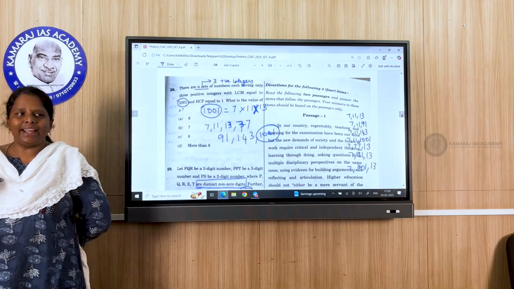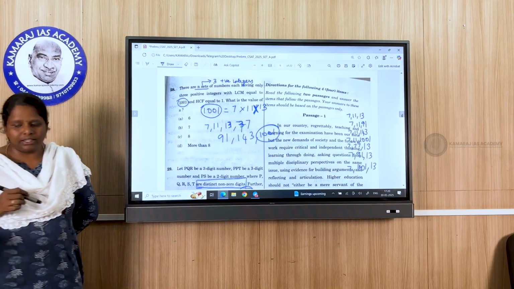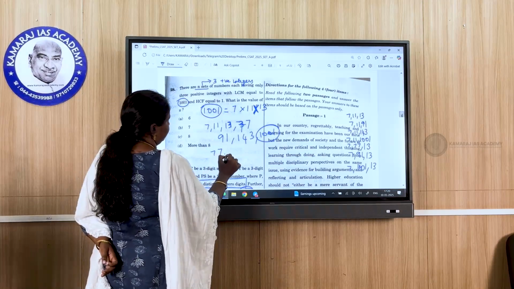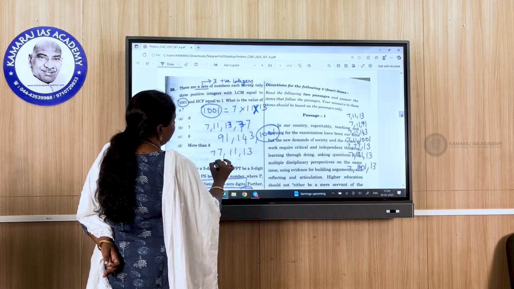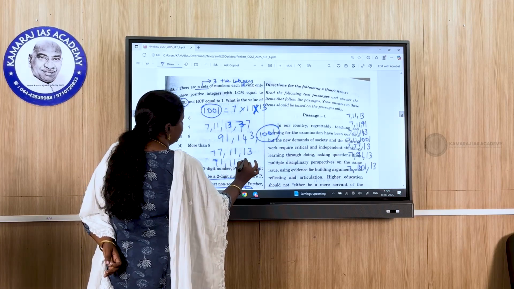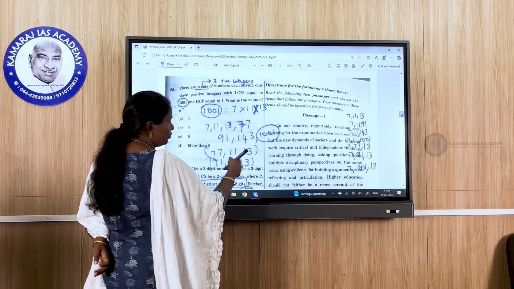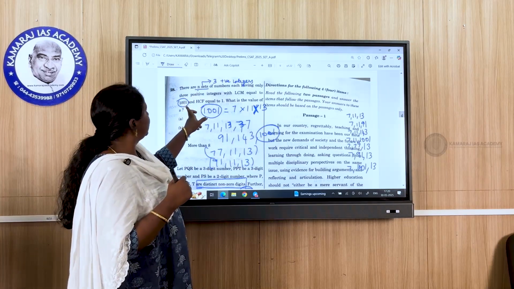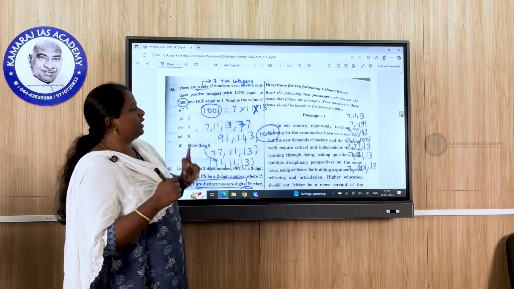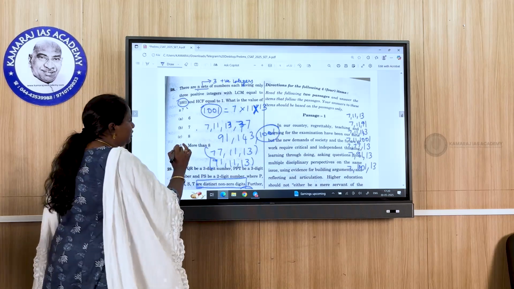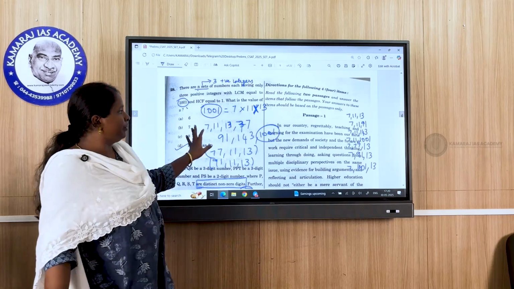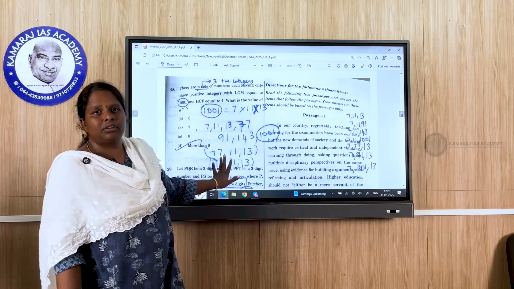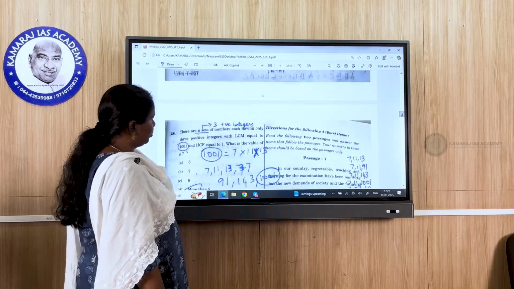So more than 8 sets: 77, 11, 13 and then 91, 11, 13. So these are the sets of numbers, more than 8 sets of numbers, which will give you LCM 1001 and HCF equal to 1. So it will take some time, but if you understand the question, you can attempt, right? But it is time consuming little bit.